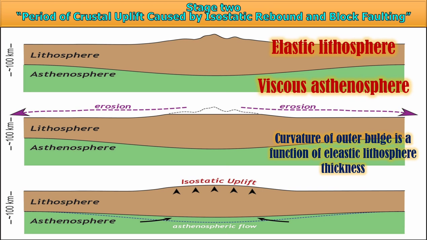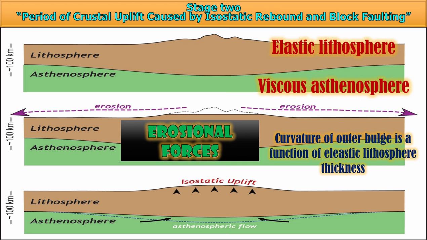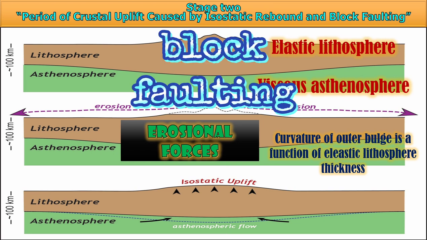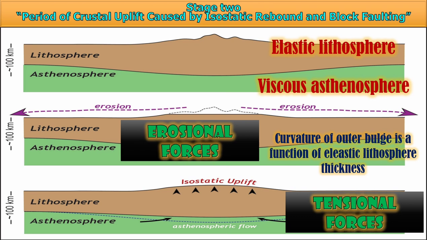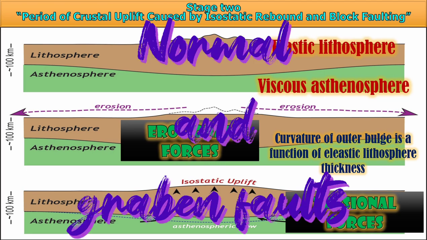Through erosional forces, surface materials from the mountains are removed, allowing the weight of the crust in this region to become progressively less. When the weight decreases, the continental crust makes an isostatic adjustment, causing it to float higher in the mantle. This stage causes block faulting. Here, tensional forces exist in a horizontal direction and break the continental crust into pieces of smaller blocks. Each fault block moves vertically in different orientation and elevation to compensate for the tensional forces and eventually produces normal and graben faults.